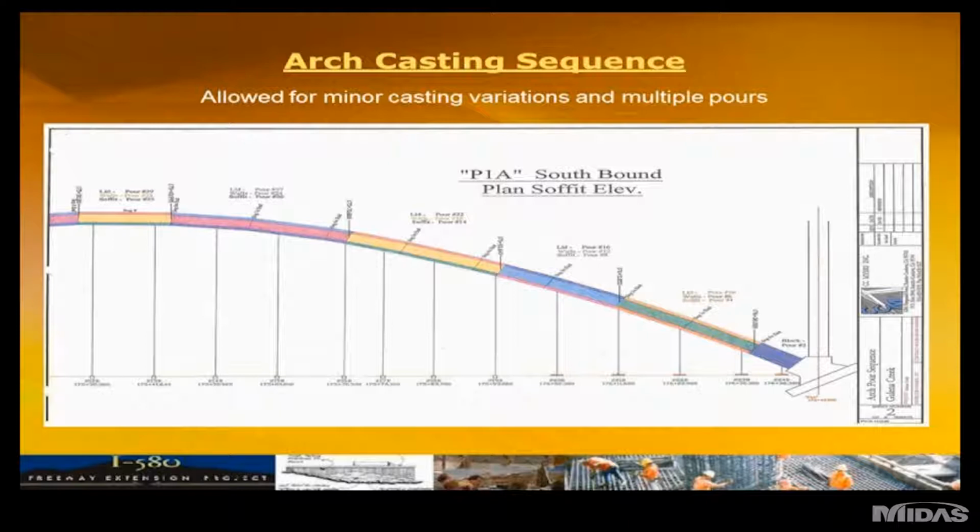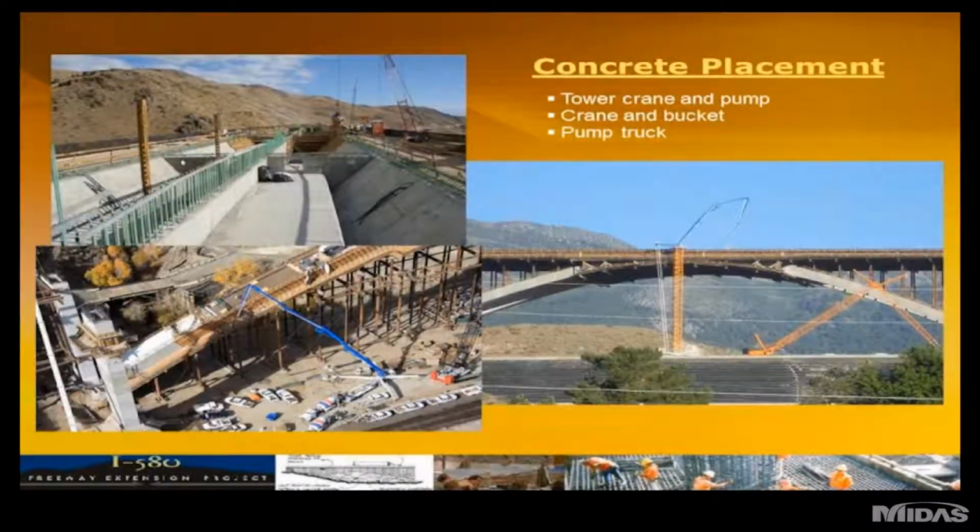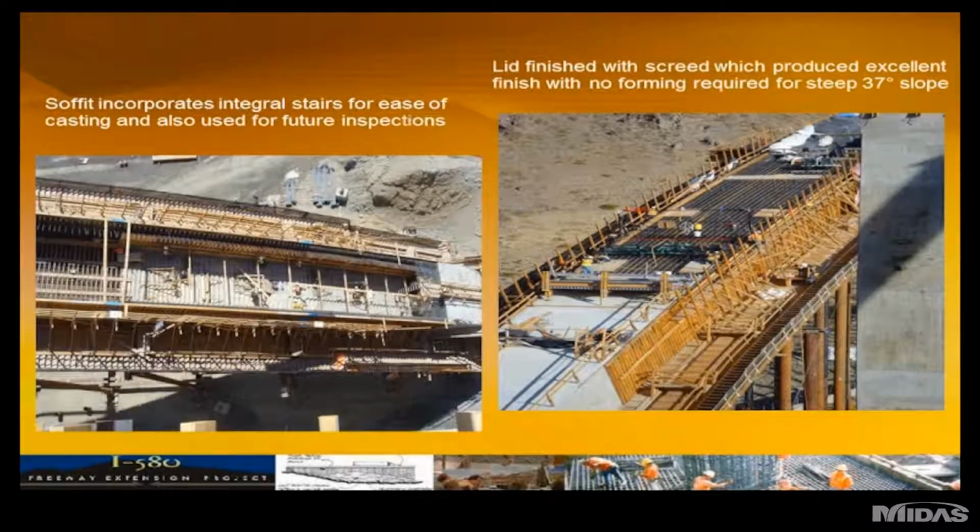Concrete placement in 3 different methods for the arch rib and the superstructure: concrete pump, crane and bucket, tower crane. Just because of the heights and the reaches involved, they had to utilize 3 different methods. Here's a couple of shots of the arch rib.